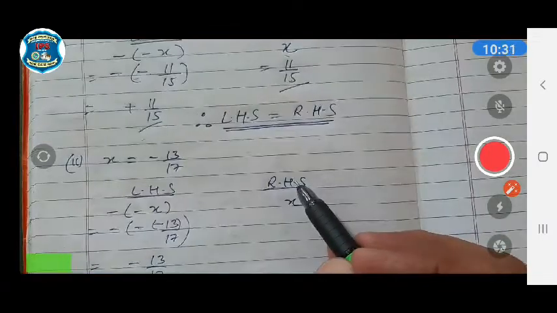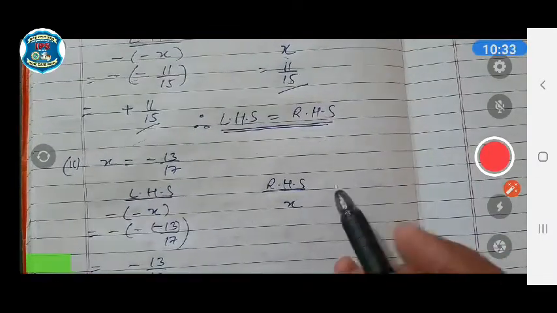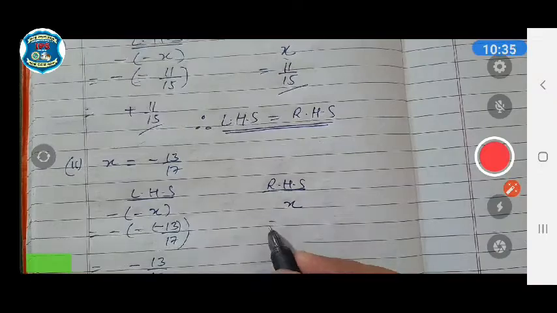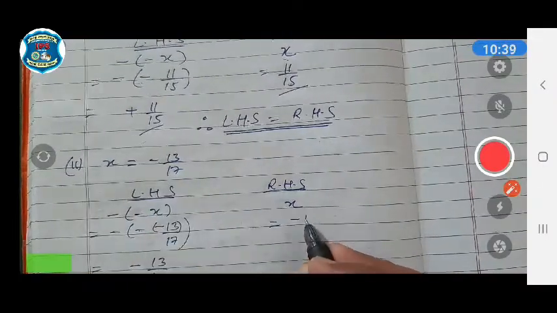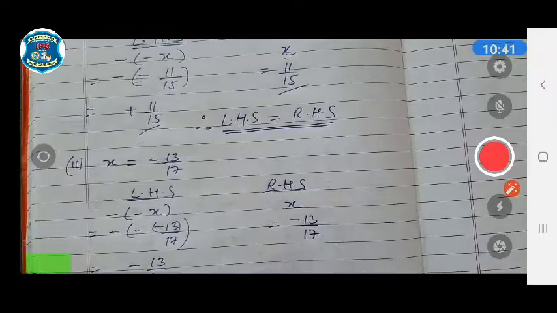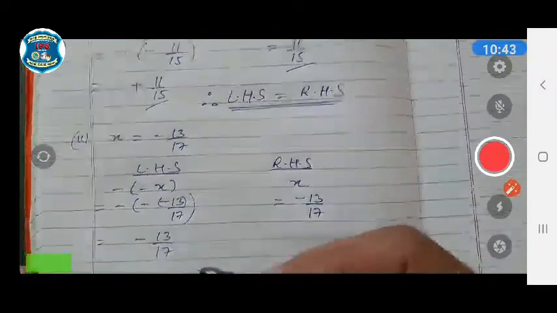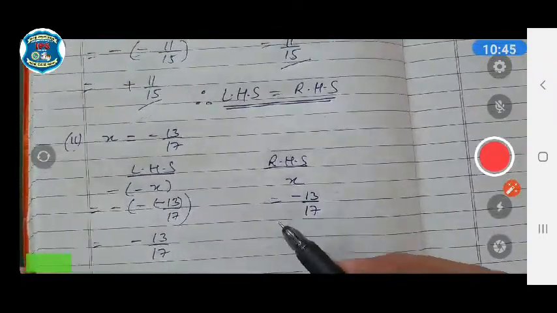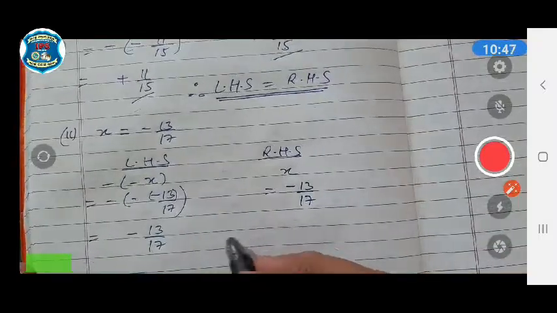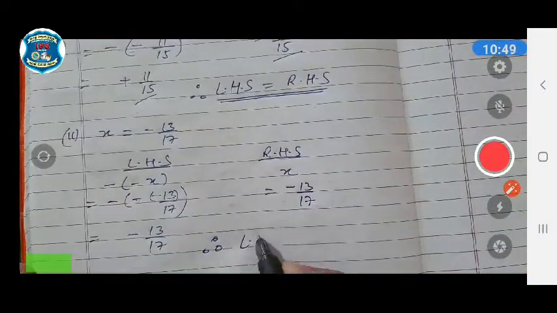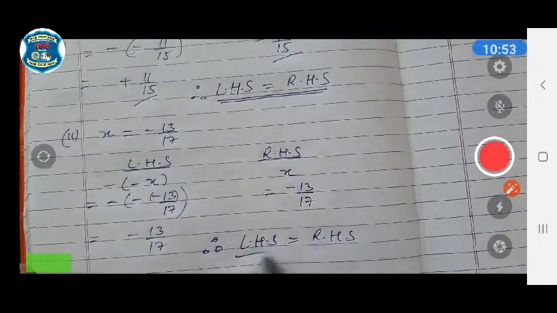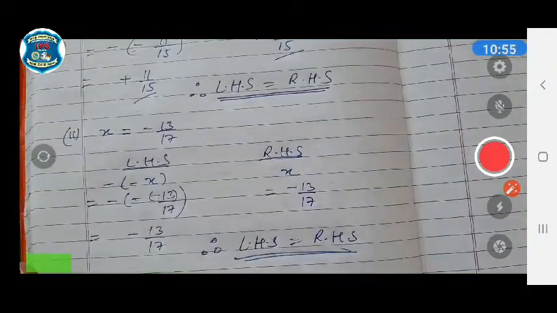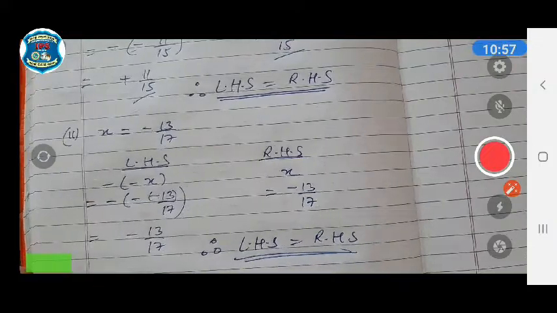Now right hand side. Right hand side is x. So put the value of x. X is already given minus 13 upon 17. So write down minus 13 upon 17. See, are they both equal? Yes, they are equal. Therefore, left hand side is equal to right hand side. Hence, verified. Understood? In this way, you have to do this question.